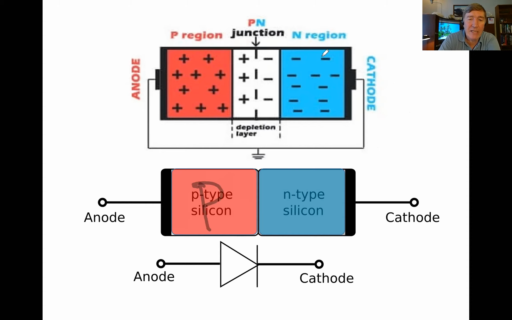So this is p-type silicon because it has more positive charges than normal silicon would. This is n-type silicon because it has more negative electrons than normal silicon would. And so each one by itself would be a good conductor, but if you put them together, you get this depletion region in here. And so it now becomes a diode. So that is how diodes work. And that's also the basis of how transistors work.